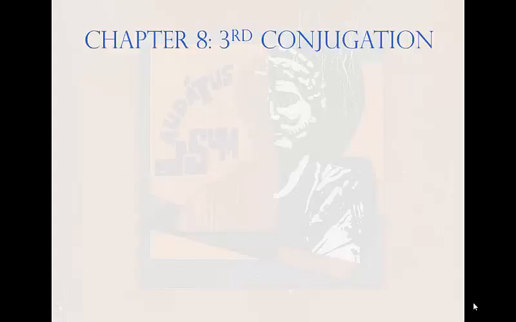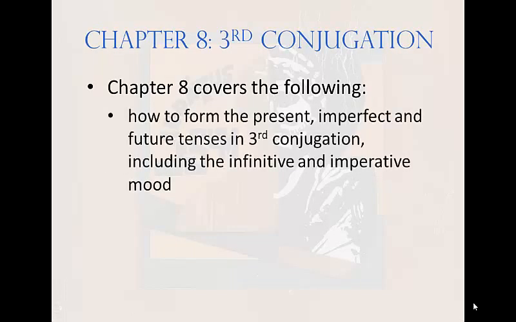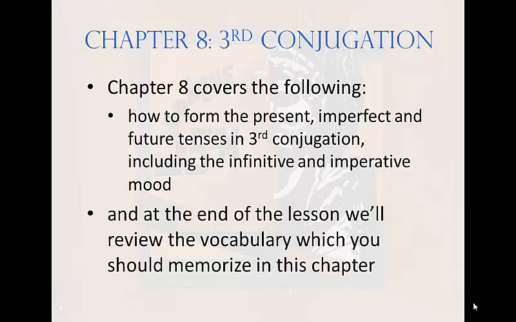Chapter 8, Third Conjugation. Chapter 8 covers the following: how to form the present, imperfect, and future tenses in third conjugation, including the infinitive and imperative mood. At the end of the lesson, we'll review the vocabulary which you should memorize in this chapter.